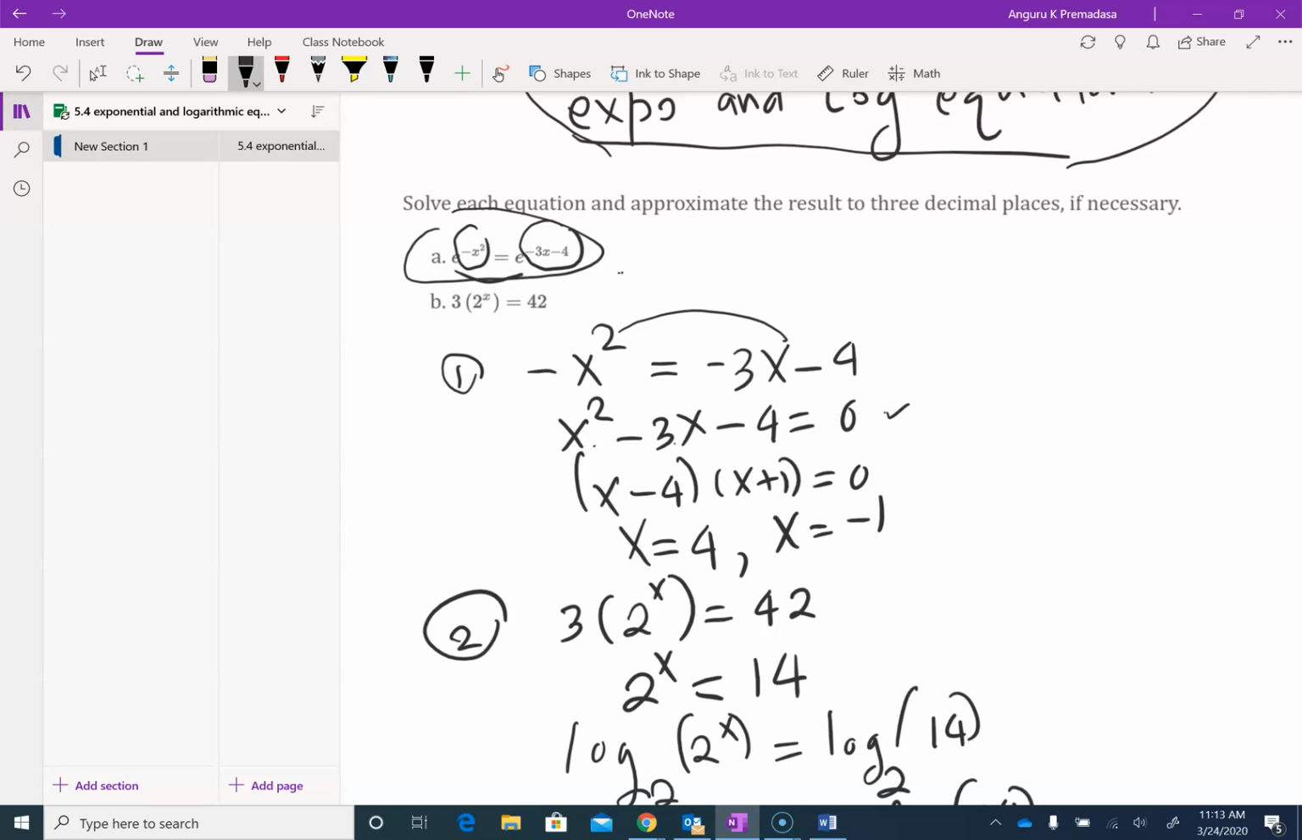When you factor that, (x minus 4)(x plus 1) equals 0, you get x equals 4 or x equals negative 1. To check, you can put both numbers into the equation. So that solution is fine.